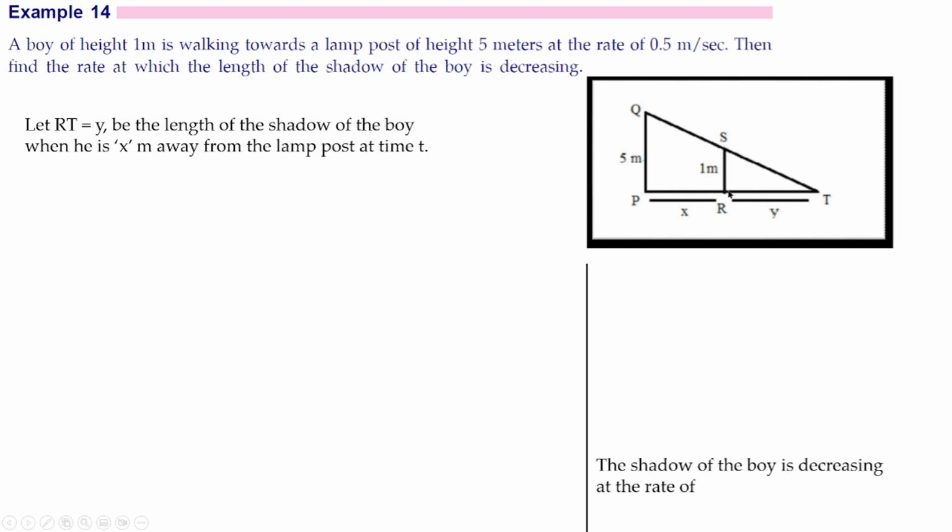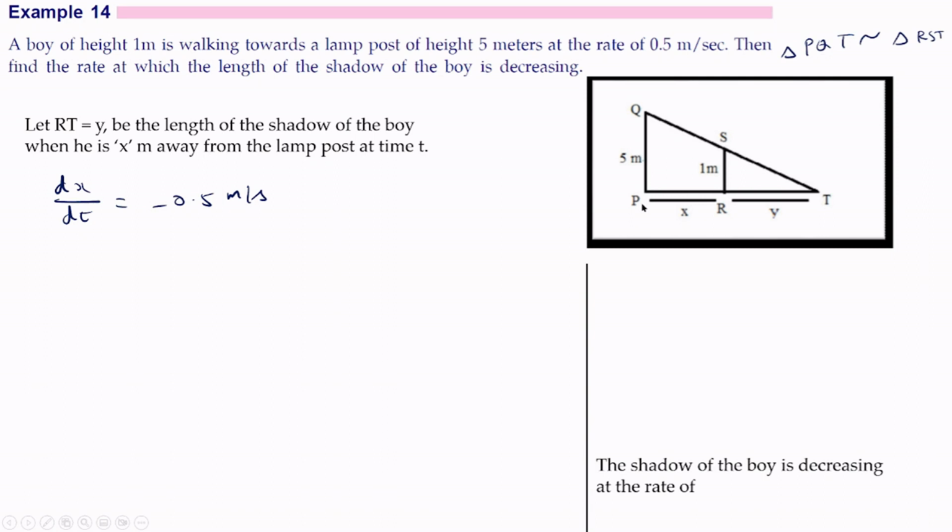So here we take the distance between the lamppost and the boy as x and the length of the shadow of the boy as y. So here we take RT equal to y, the length of the shadow of the boy when he is x meters away from the lamppost at any time t. So here, since the boy is walking towards the lamppost at a speed of 0.5 meters per second, we have this as negative: dx by dt is negative 0.5 meters per second. Since the boy is walking towards the post, x is decreasing, so here we have a negative sign. Now if we consider triangles PQT and RST, we can see that triangle PQT is similar to triangle RST.